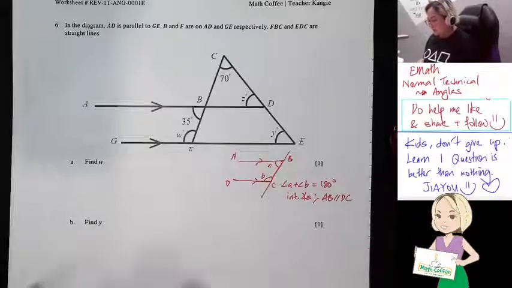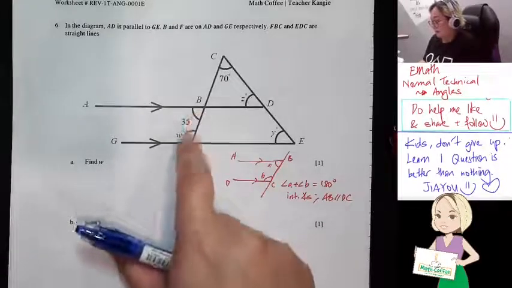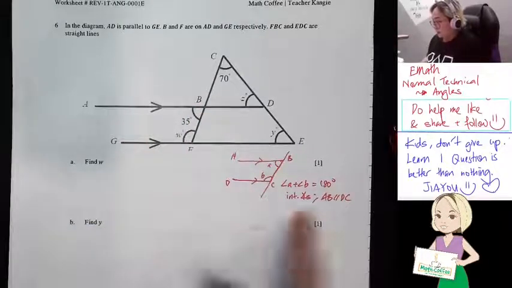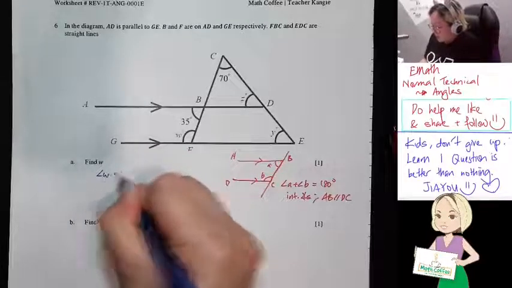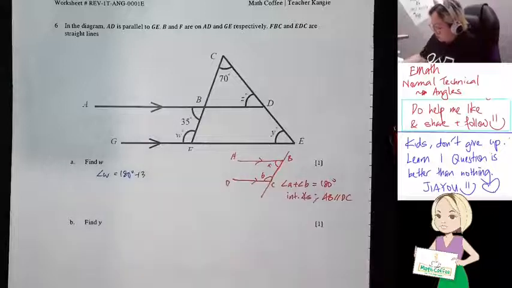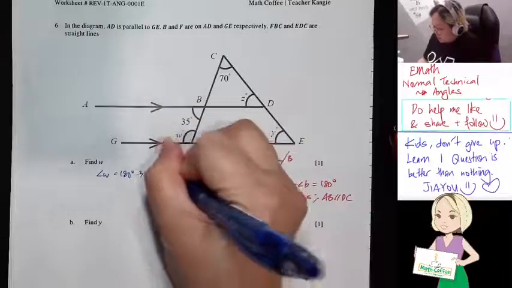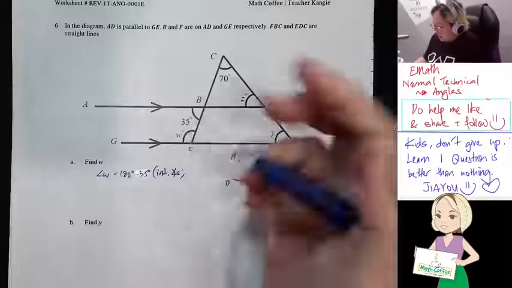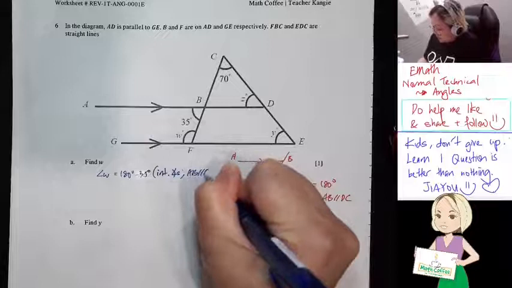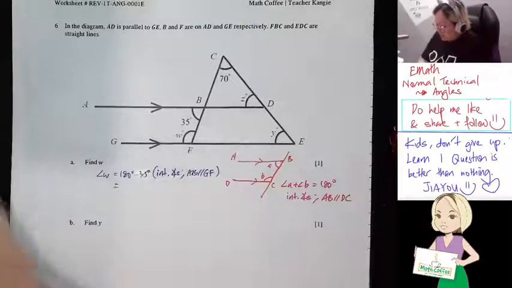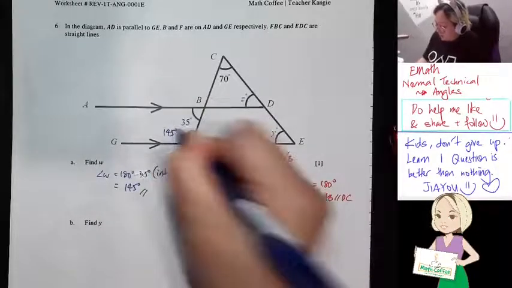Alternate angle is Z. But if I want to find W, I use this one. It's interior angles, it's not Z. This one is interior. Alternate is Z. N-level also learns angles. So for this one I will say angle W is equal to 180 minus 35 degrees. The reason is interior angles, because AB is parallel with GF. So we have 145 degrees. Update the diagram, 145 degrees.